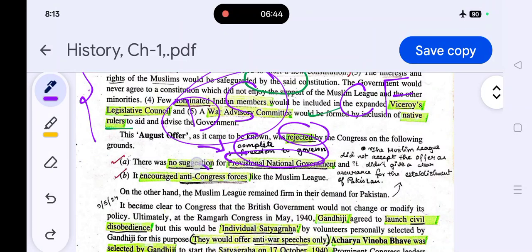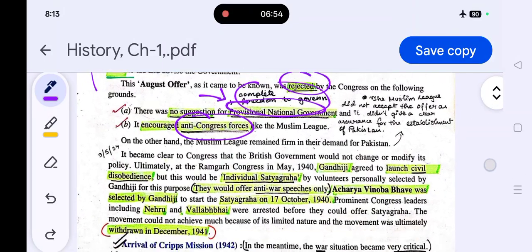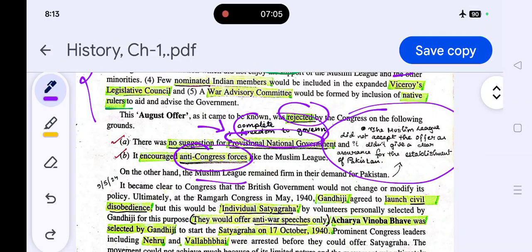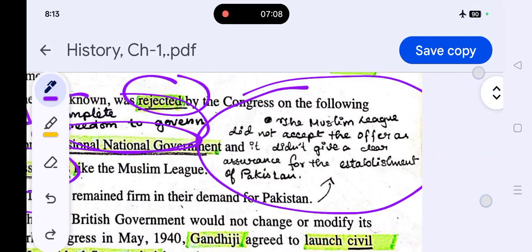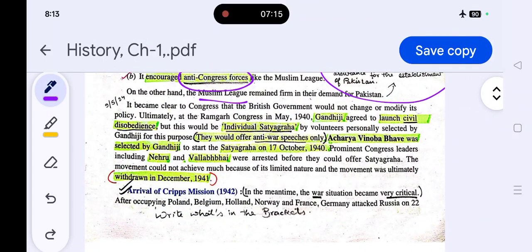It encouraged the anti-Congress forces like Muslim League. Remember I said here it said the interests and rights of the Muslims would be safeguarded. So as a result, it was encouraging anti-Congress forces. Now, besides supporting the Muslim League, even they did not accept this August offer. Why? Because the Muslim League did not accept the offer as it didn't give a clear assurance for the establishment of Pakistan. So they were supporting the Muslims, but there were no clear words telling that the Muslims get Pakistan. So as a result, since their demand wasn't fulfilled, they also said, fine, we don't accept your August offer. Okay, next.